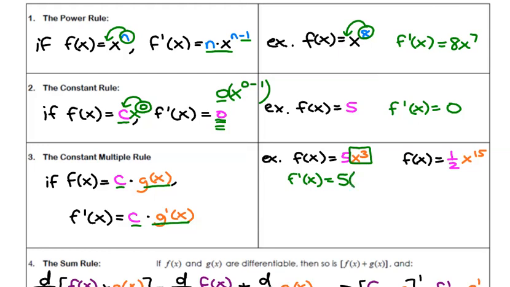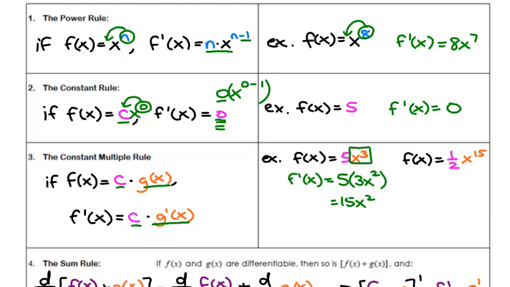So I'm going to take the 3, bring it down to the front. It's going to multiply my x, and then we're going to do 1 less than that exponent. We're just applying the power rule. If you can simplify it, just simplify it a little bit. x to the 2, and that's how I would leave it.